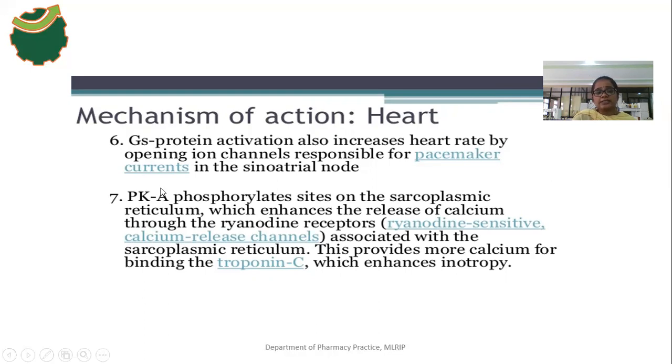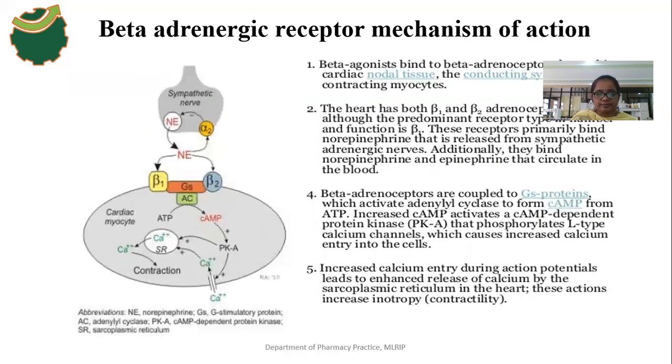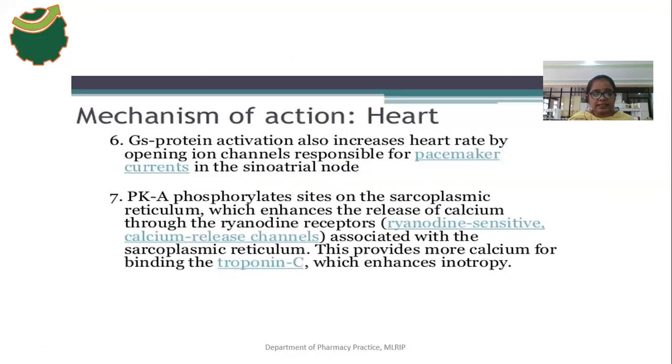And one thing is that protein kinase A phosphorylates sites on the sarcoplasmic reticulum, which stimulates the release of calcium from the sarcoplasmic reticulum. This sarcoplasmic reticulum has one receptor. The name of this receptor is ryanodine. Ryanodine is a receptor associated with the sarcoplasmic reticulum.